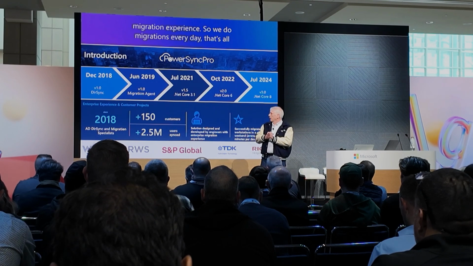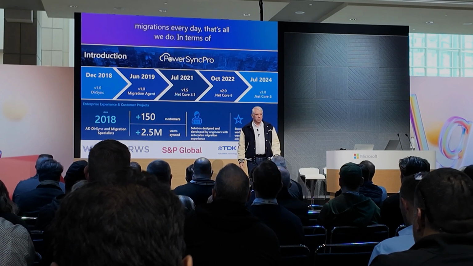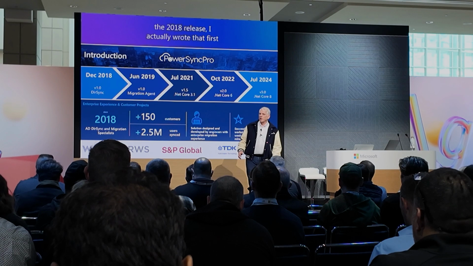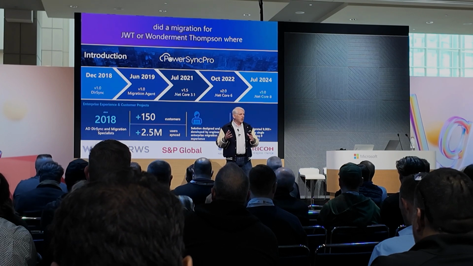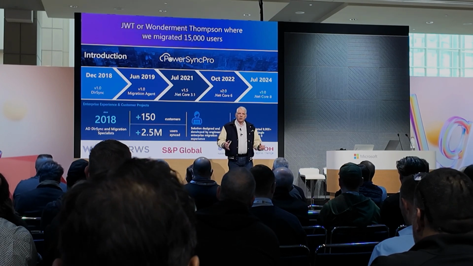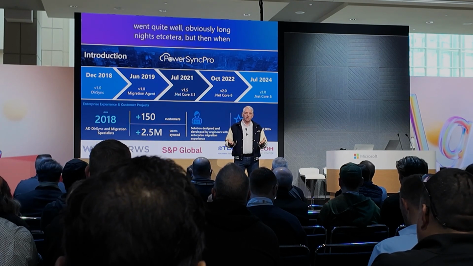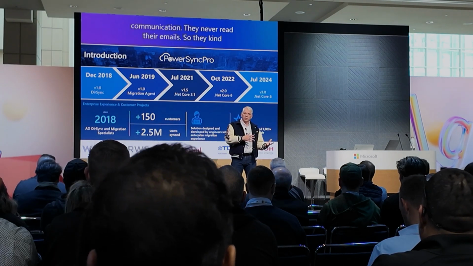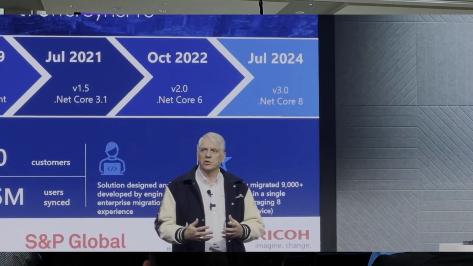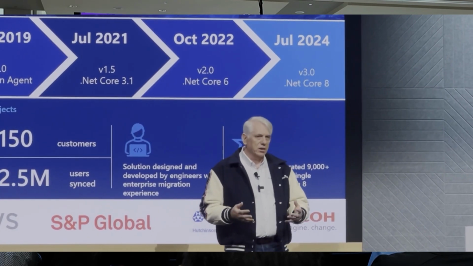In terms of the 2018 release, I actually wrote that first release back then, and we did a migration for JWT, or Wunderman Thompson, where we migrated 15,000 users, as well as 10,000 teams, and around 83 mail domains between tenants over a weekend. The migration went quite well, obviously long nights, etc. But then when the users came in on the Monday, lo and behold, they never read the communication, they never read their emails. So they kind of got stuck in that process of coming out of the old tenant and getting into the new tenant. And we thought, there's got to be a better way. So in June 2019, I wrote the first migration agent that kind of tackled that problem.